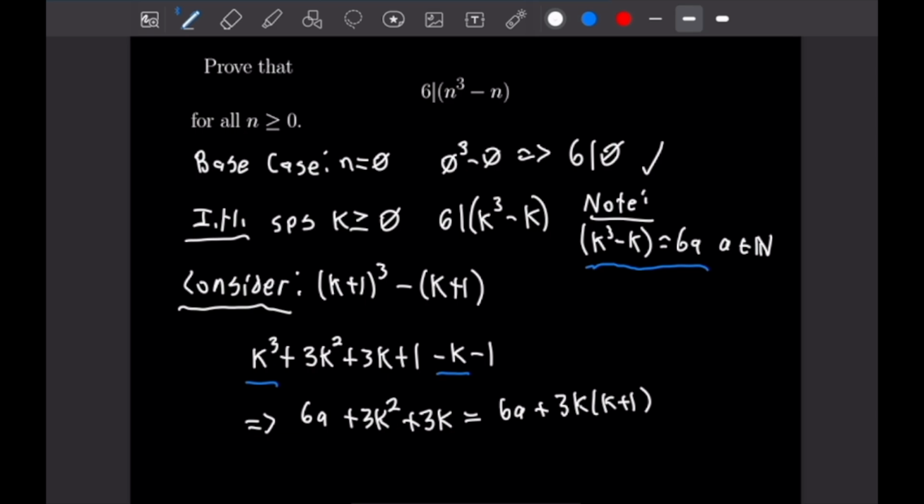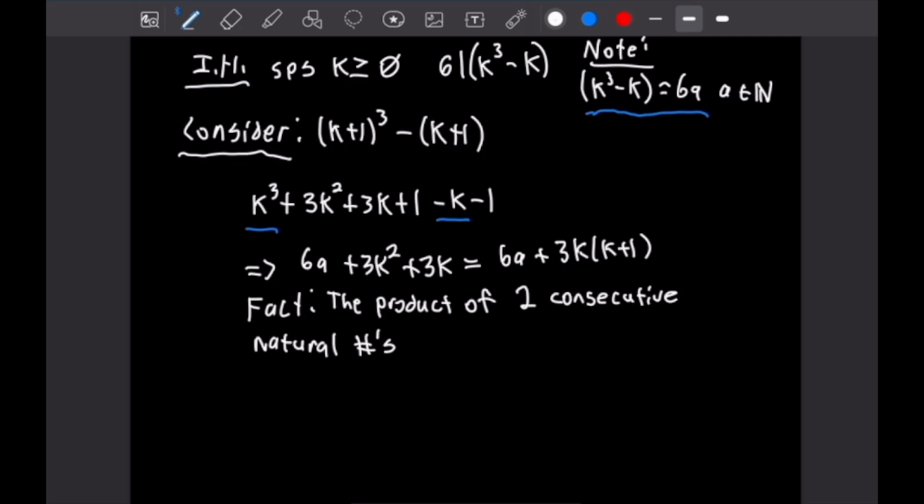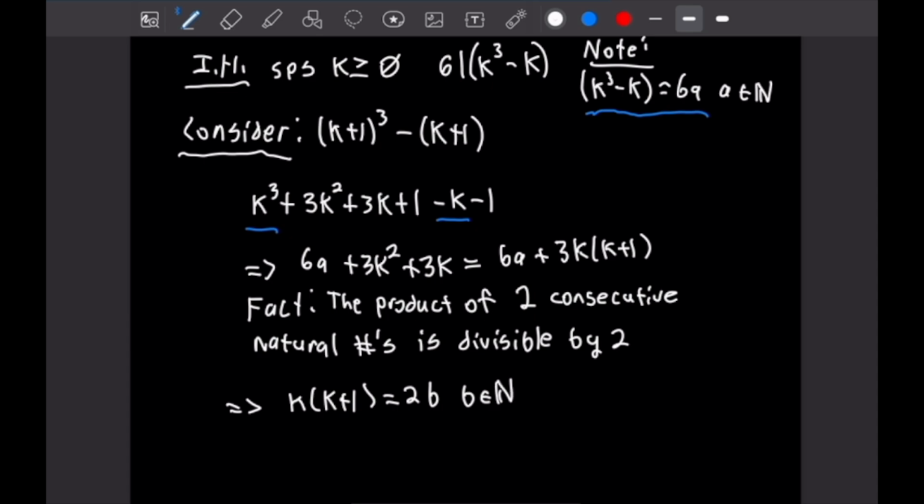And now I'm going to be using a fact, so let me go ahead and write that out. We'll be using the fact that the product of two consecutive natural numbers is divisible by 2. So that means that we can write k times k plus 1 as 2 times b for some natural number b. So let's go ahead and make that substitution, and we can finish this proof off. So we will have 6a plus 3 times 2b, which is, of course, equal to 6a plus 6b. And we can factor 6 out of that to show that this whole thing is divisible by 6. We will have 6 times a plus b. And thus, we have proved our induction step and finished this proof by induction.